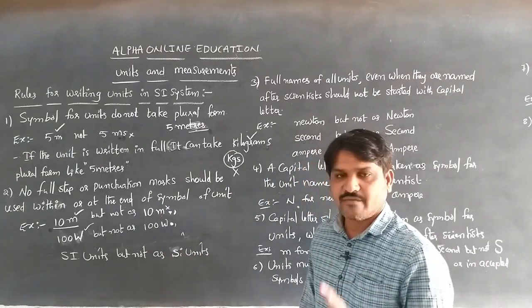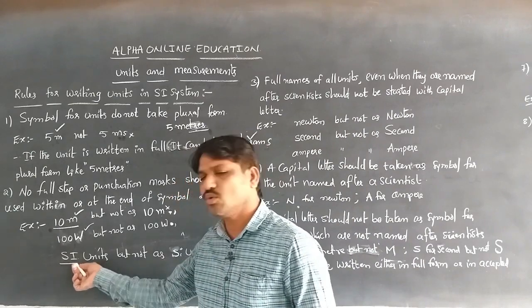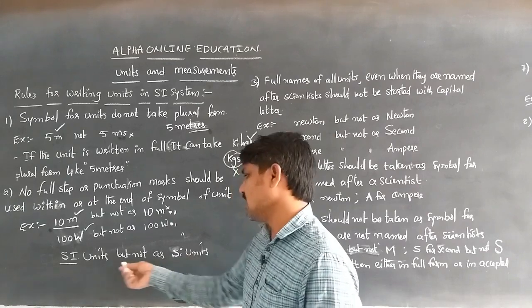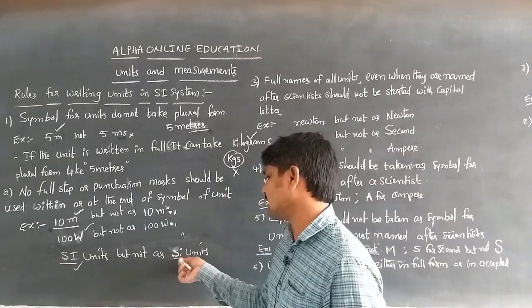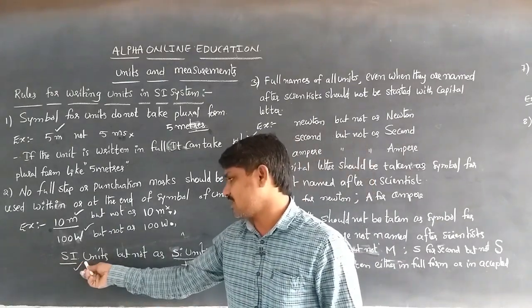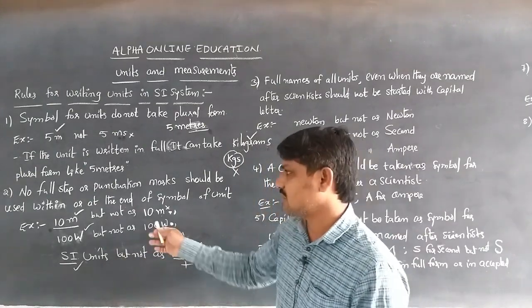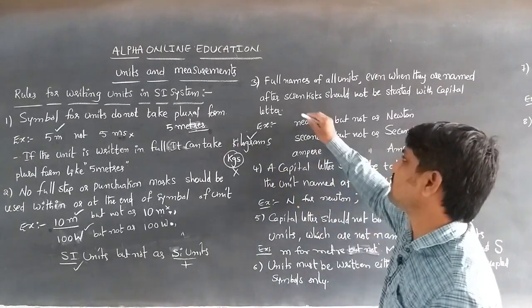In the case of SI units, we should write these two terms in capital letters only. We should not use small letters. So this is the correct one, and this other one is the wrong one, which has SI units written in small letters. We should write SI units, but not as si units. Okay, and this is the second rule of writing the SI units, the SI system.